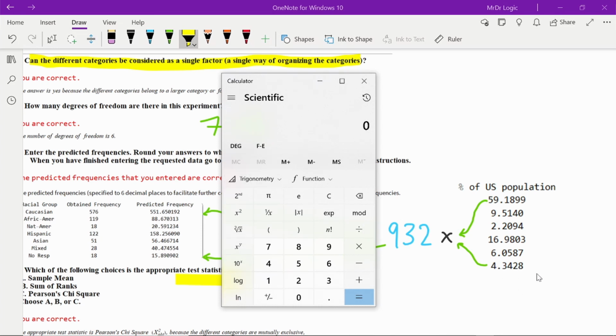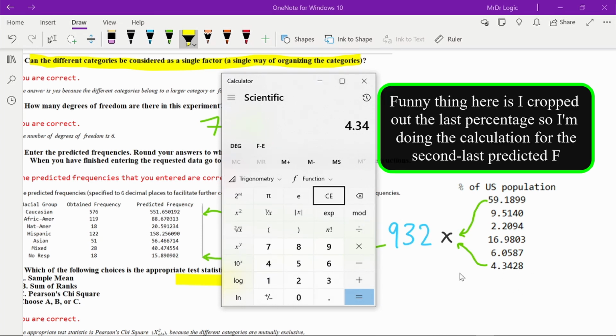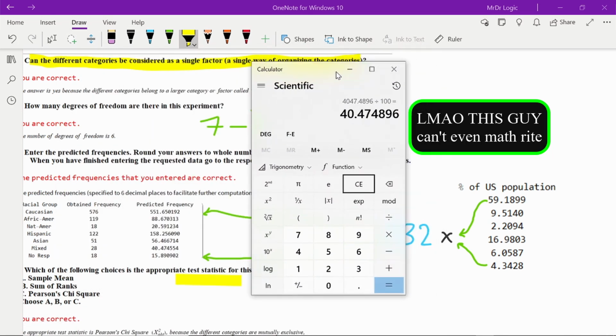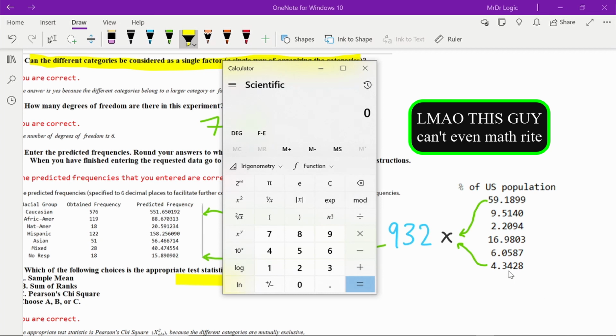And if you multiply 4.3428 times 932 divided by 100, it's at the 41 right there. Did I miss a number? I think we just, yeah, we flat out skipped a number. I don't know why. I think I might have cut that out.